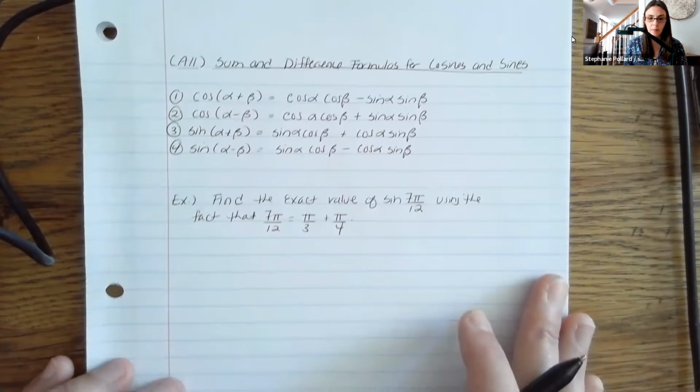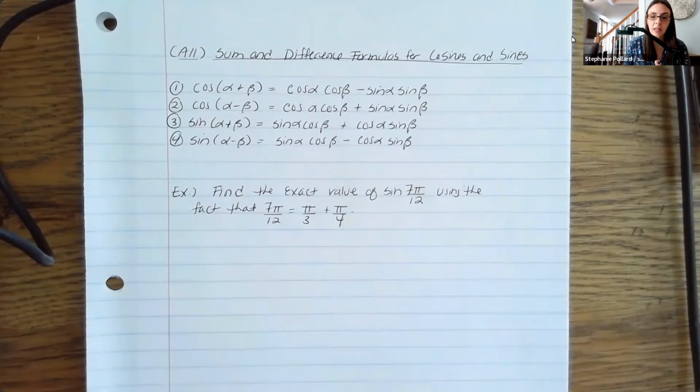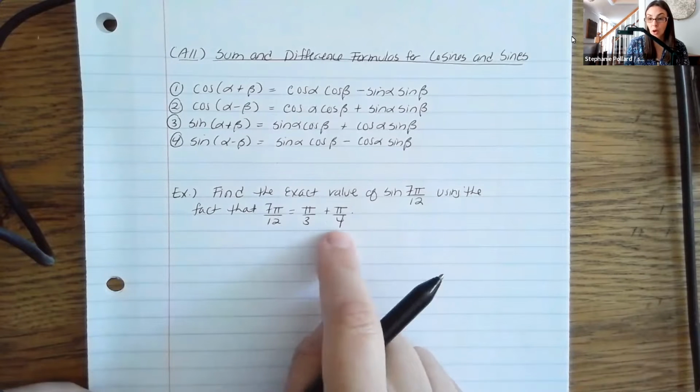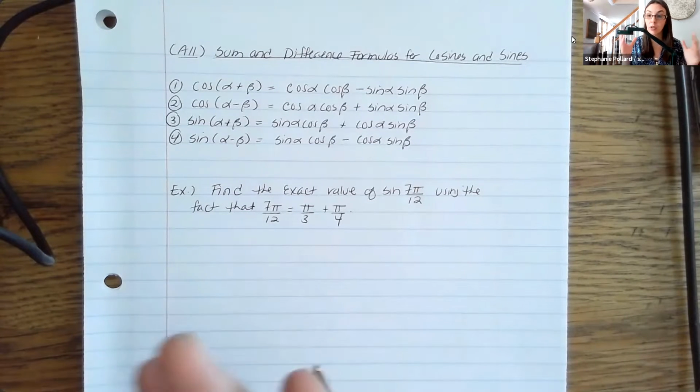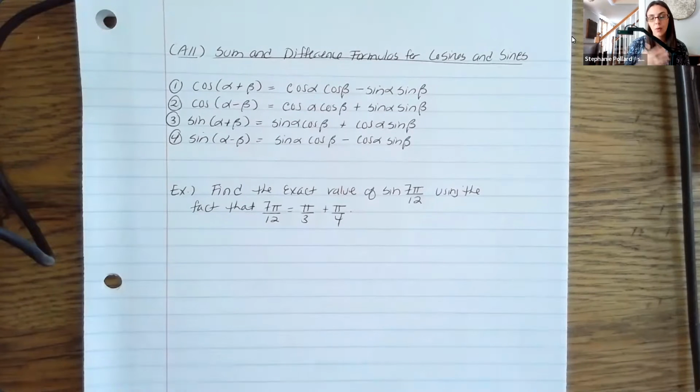So here's an example. We're going to find the exact value of sine 7 pi over 12. And they're giving us a little hint here. They remind us that 7 pi over 12 is actually pi over 3 plus pi over 4. These are common angles that we know. The key here, why these formulas are important, is that you would use them with common angles that you know, and that's what makes them useful.